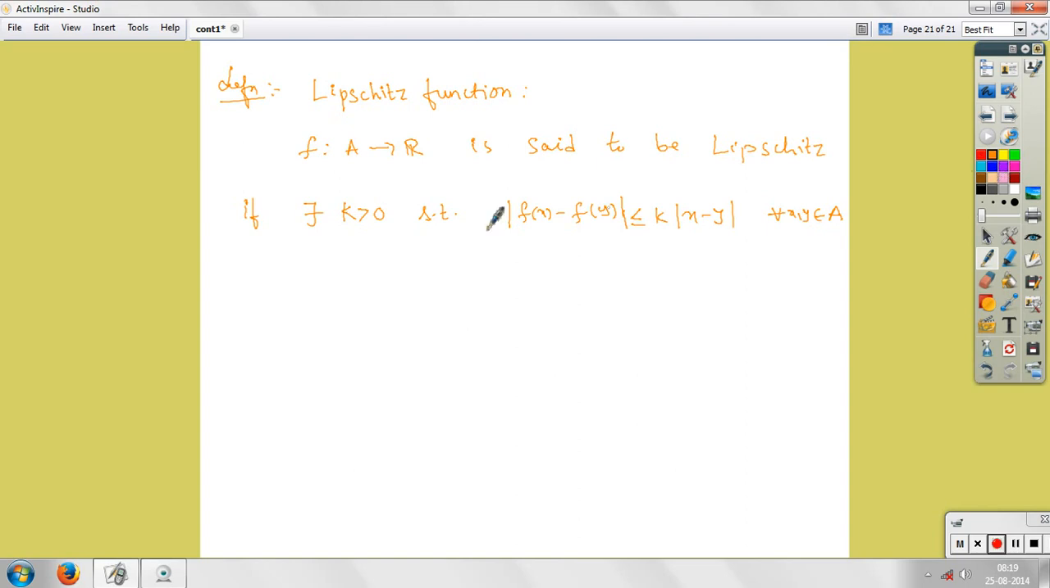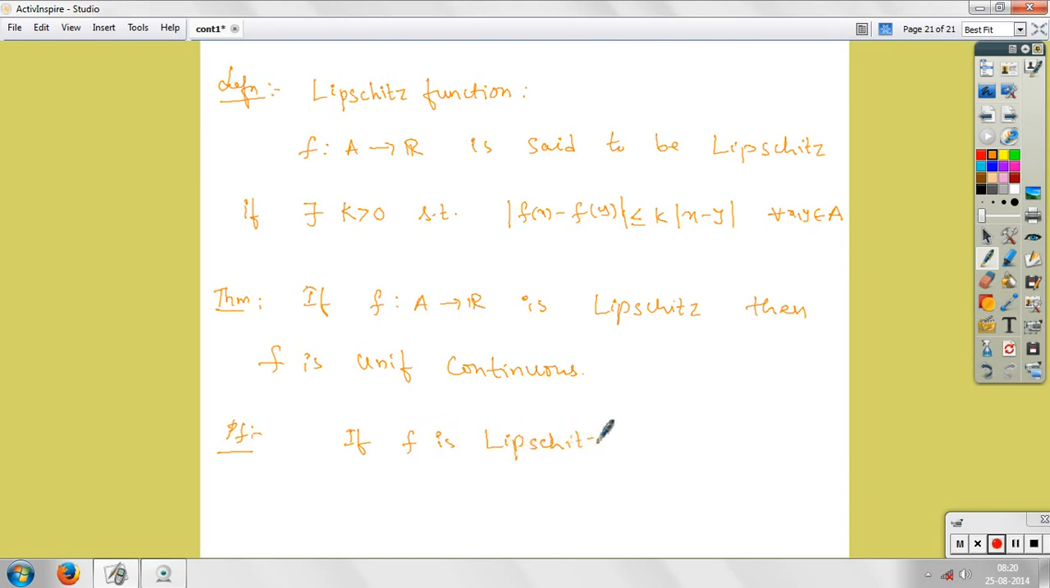Now we can prove that if f from A to R is Lipschitz, then f is uniformly continuous. So we have all Lipschitz functions are uniformly continuous. The proof is simple. Suppose we assume that f is Lipschitz, then there exists k such that mod f of x minus f of y is less than or equal to k times mod x minus y.